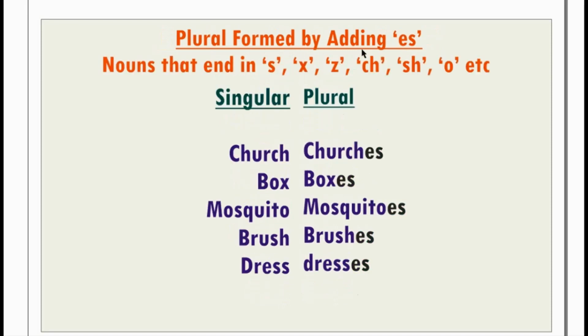Plural formed by adding es. Nouns that end in letter x, letter z, letters ch, sh, and letter o. For example, church, churches. We added es to make it plural. Box, boxes. Mosquito, mosquitoes. Brush, brushes. Dress, dresses. In each of these, we added es in the plural form.